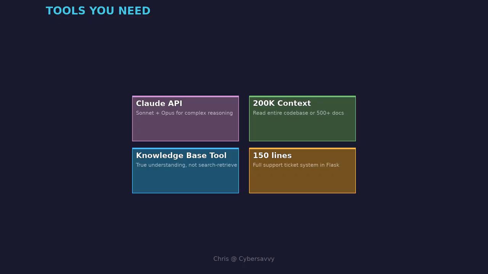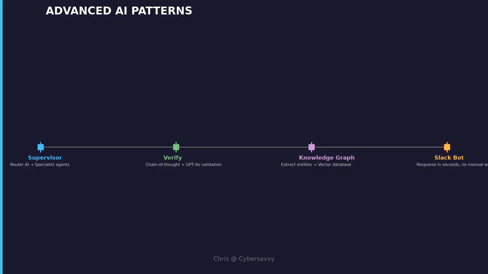The client reduced average response time from 12 hours to 4 minutes and cut support staff costs by 60%. The total code, including the Flask webhook, the Claude API integration, and the Slack notification, is about 150 lines. Once you have the basics down, you can chain multiple AI calls together for much more powerful tools. Here are 3 advanced patterns I use every day.